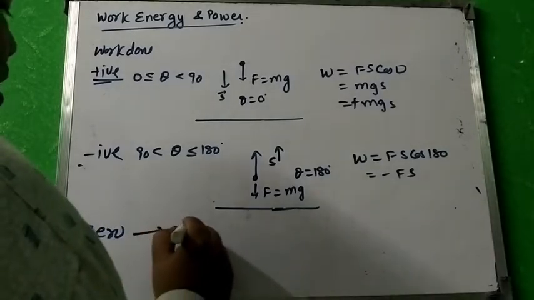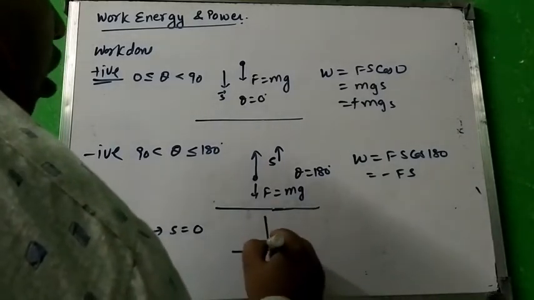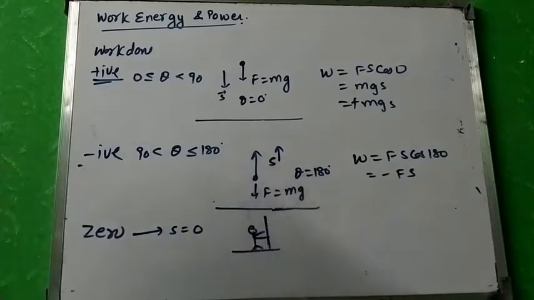Work done is 0 in two cases. Either the displacement is 0. Suppose you are standing on a floor and pushing a ball. Then work done by your force is 0 because displacement is 0.